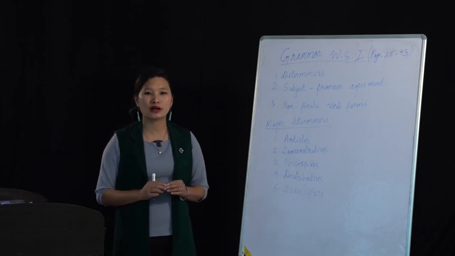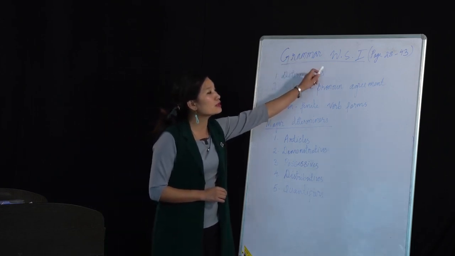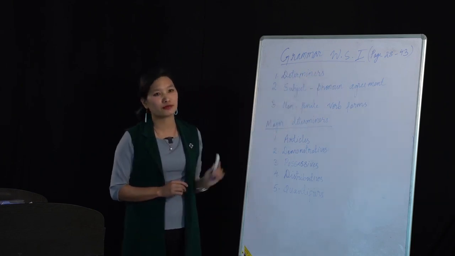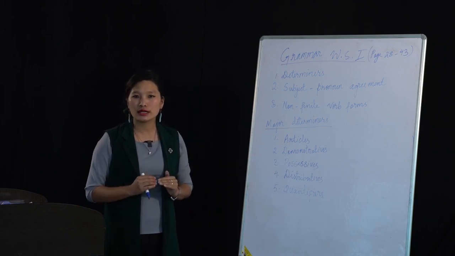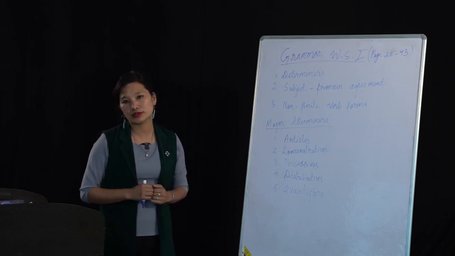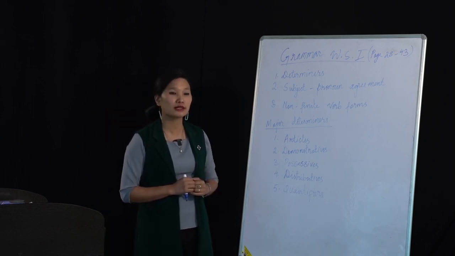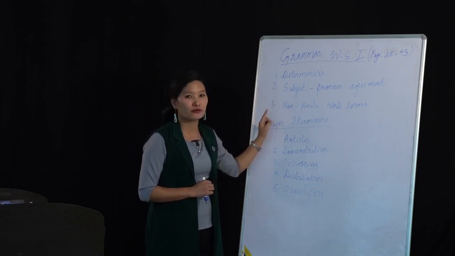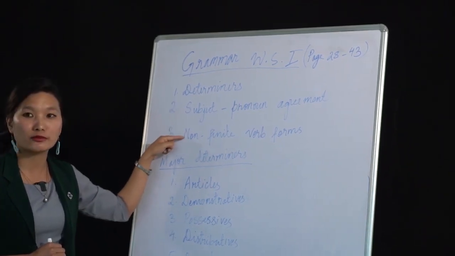Today, I've picked up our first grammar worksheet, that is grammar worksheet 1, which is on page number 28 till page number 43. I repeat, page number 28 to page number 43. There will be a lot of exercises in between, but we will not be doing all the exercises in detail, but I'm sure every one of us is going to benefit from this explanation of our grammar worksheet 1. The main topics in grammar worksheet 1 are determiners, subject pronoun agreement, non-finite verb forms. I repeat, determiners, subject pronoun agreement, non-finite verb forms.